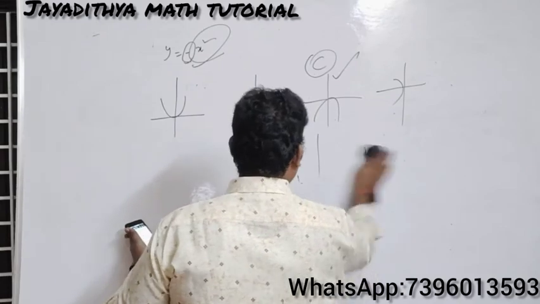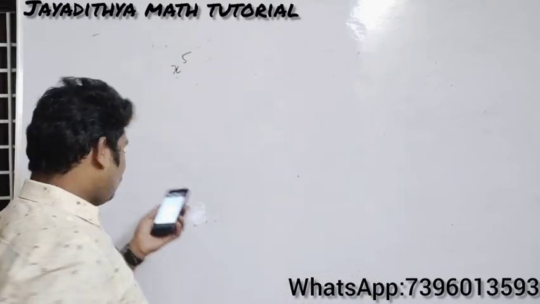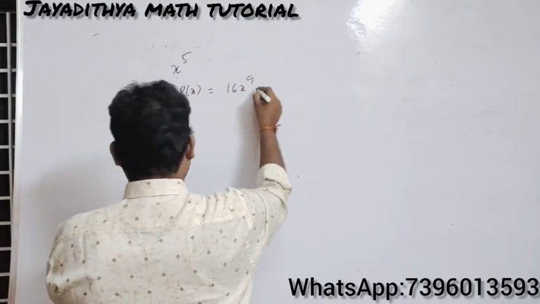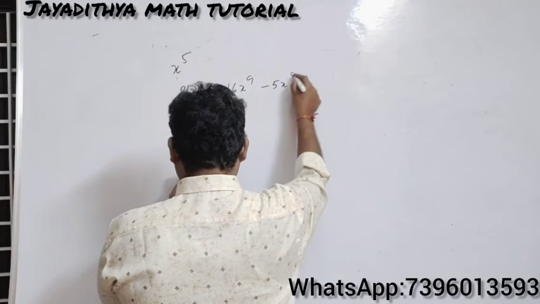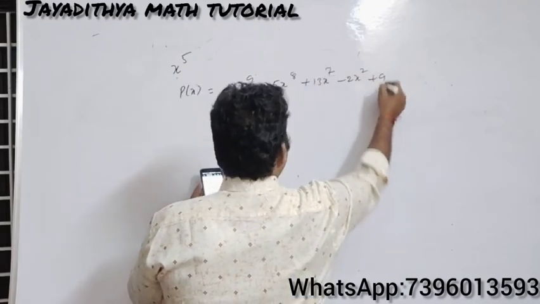And let us go for the next one: coefficient of x power 5. You need to find the coefficient of x power 5 in the polynomial 16x power 9 minus 5x power 8 plus 13x power 7 minus 2x square plus 9.